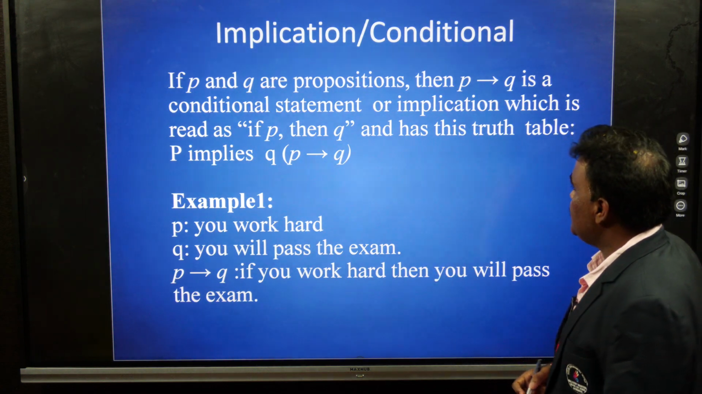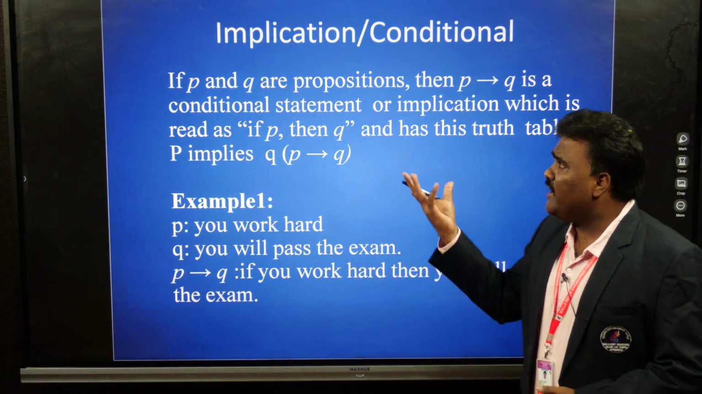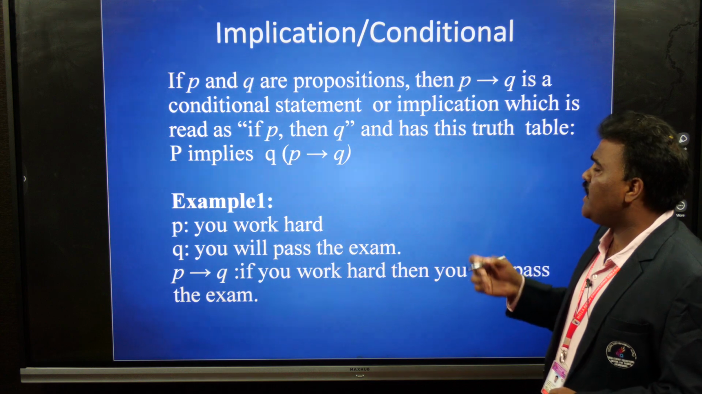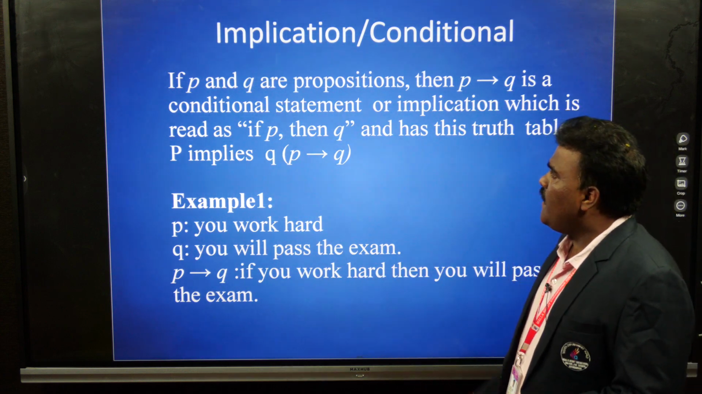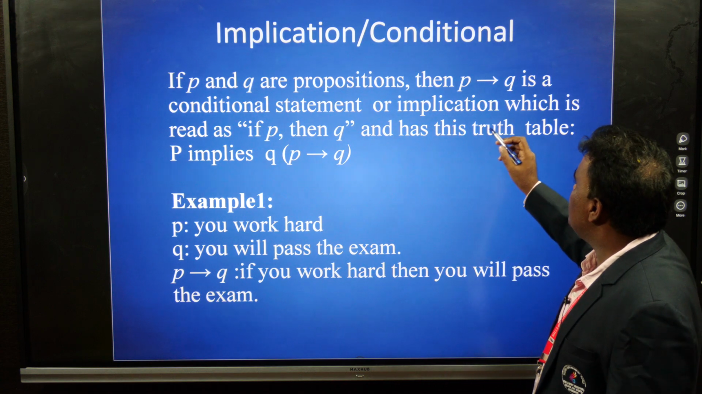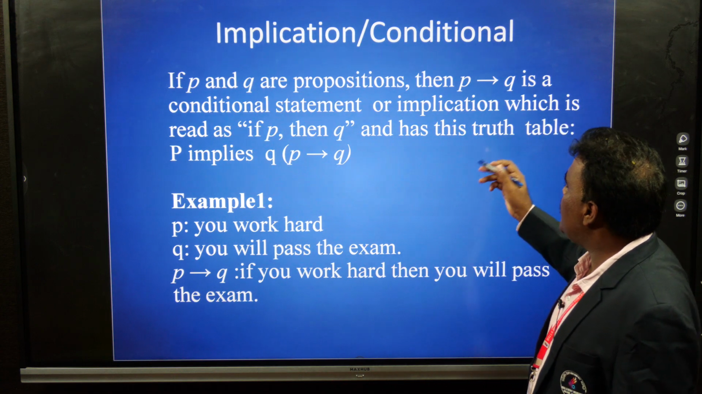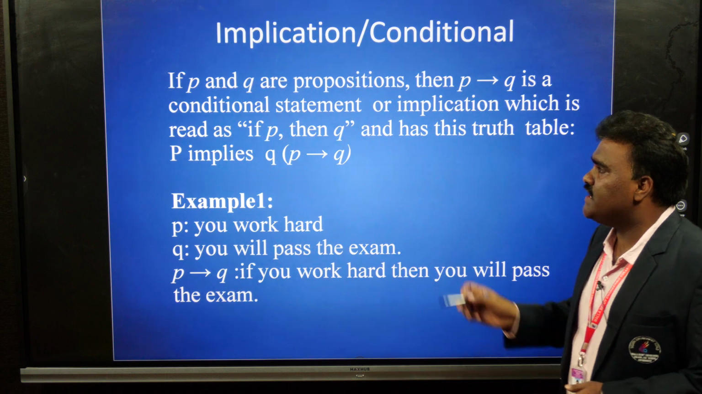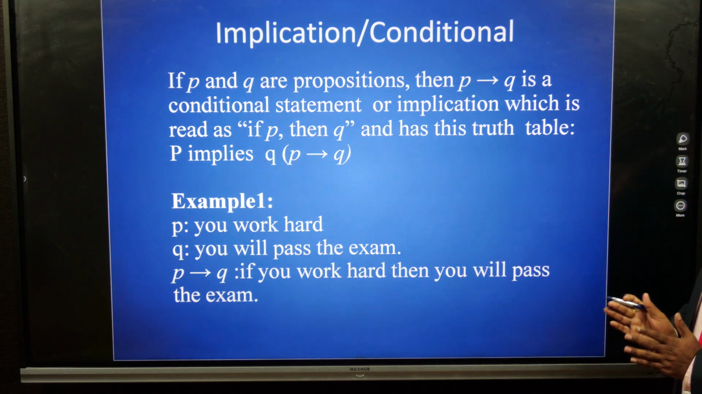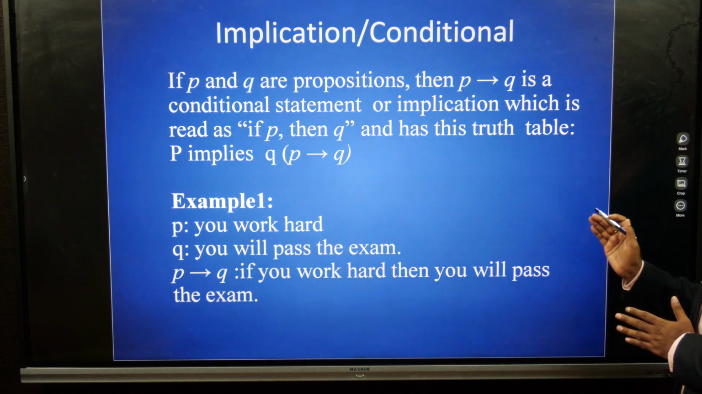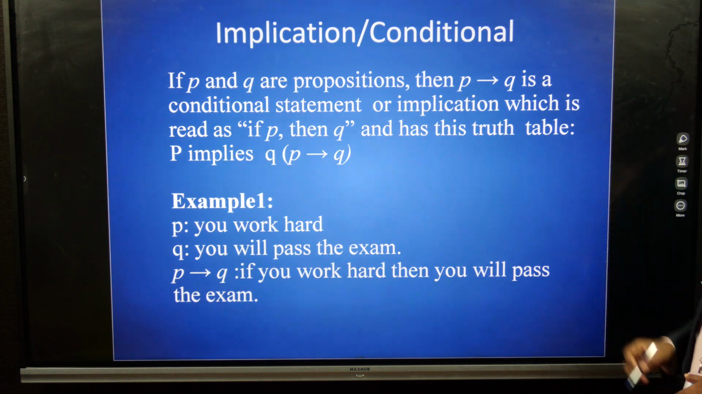Next, implication or conditional statement. Sometimes we call it an implication, sometimes a conditional statement, which is represented with an arrow. If P and Q are propositions, then P implies Q is a conditional statement or implication, which is read as if P then Q. If the first statement P holds, then we proceed to Q.